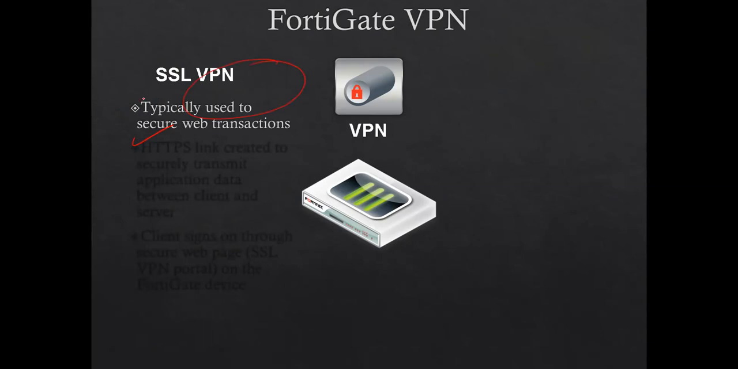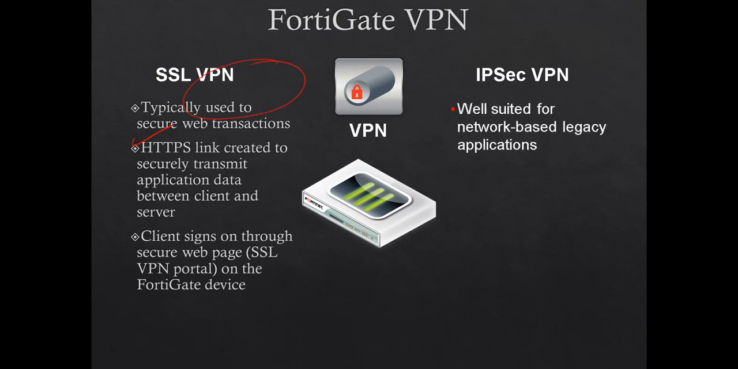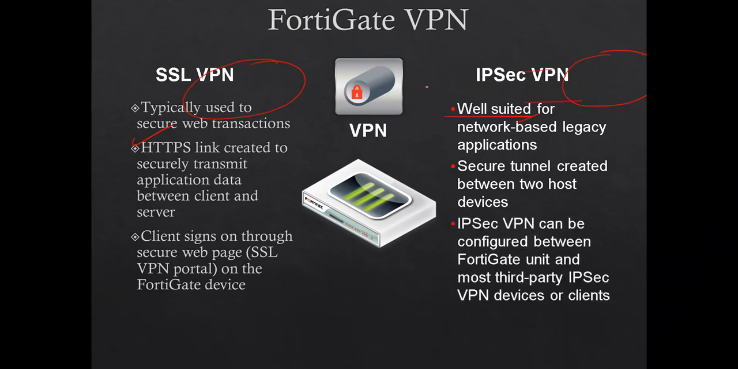An HTTPS link is created, and then the client signs on through the secure web page. So you'll get a portal page, and then you'll have to put in your username and password, then you'll be able to access. Now IPsec is more for when you want to access a remote desktop or a file server or some network level applications, then an IPsec VPN is a much better choice. It is well suited for network based legacy applications through a secure tunnel. IPsec VPN can be configured between a Fortigate unit and most third party IPsec VPN clients.